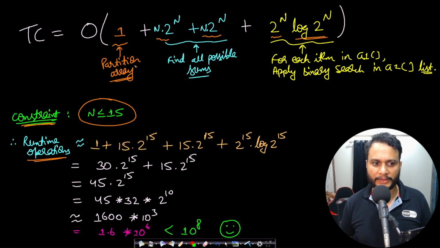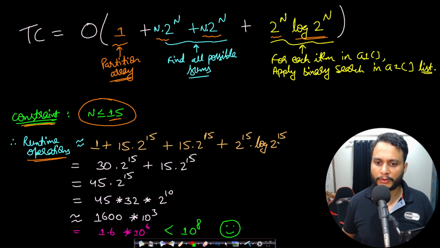That means, what is the value of n? Maximum value is 15. So 15 into 2 to the power of 15, plus the same thing, plus the time complexity for the last step, which is 2 to the power of 15 log of 2 to the power of 15, and the base is 2 because you are doing binary search, right?